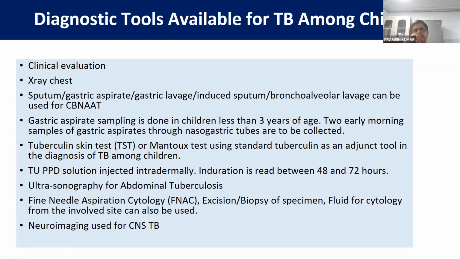Most of the time, older children more than 6 years will be able to produce sputum. But younger children, particularly less than 6 years, most of the time are not able to. In these cases, we will have to take gastric aspirate, where we take two early morning samples through a nasogastric tube. The idea is that most of the time these children swallow, so this will be lying there in the stomach. When you take the sample and do examination for acid fast bacilli or NAT, then you will be able to identify.